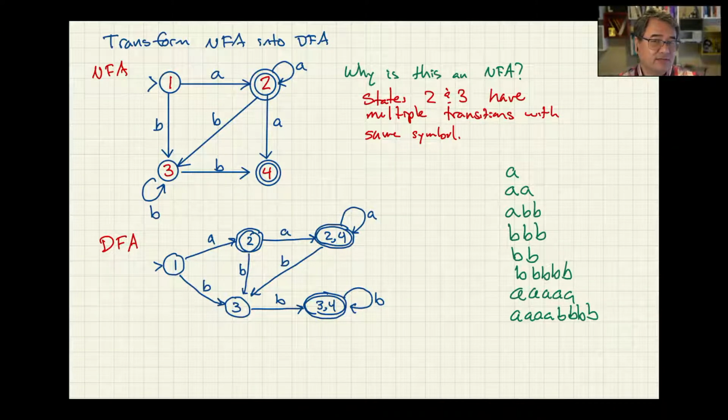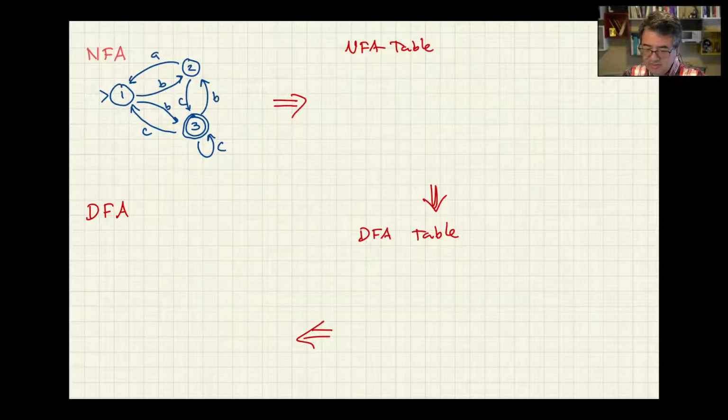But that's not how the computer would do it. The computer wouldn't have this diagram in its memory. It would have some kind of data structure. So let's see how to take an NFA and turn it into a matrix, a table, and then use that table to turn the NFA into a DFA.